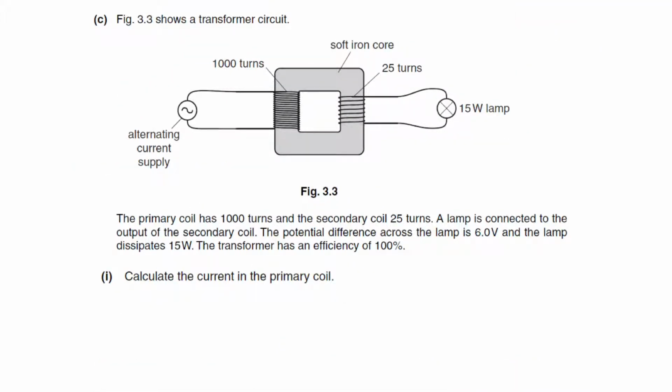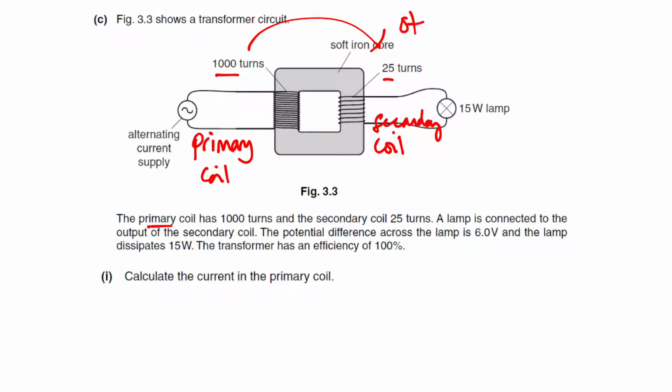Figure 3.3 shows a transformer circuit, so we need to note all the information that it gives us, so 1,000 turns turning into 25 turns. Assuming that, and it does say here actually, that the left-hand side is the primary coil, that makes the right-hand side the secondary coil. Because the number of turns goes down, we know it's a step-down transformer, so that means the potential difference will go down. In addition to that, we know that the lamp is connected to an output of the secondary coil. The potential difference across the lamp is 6 volts.